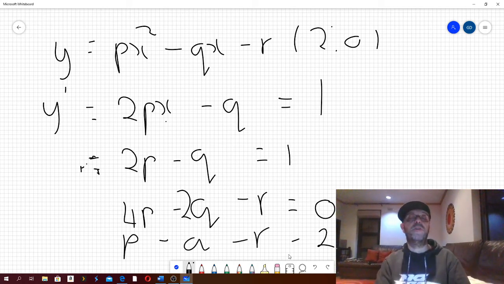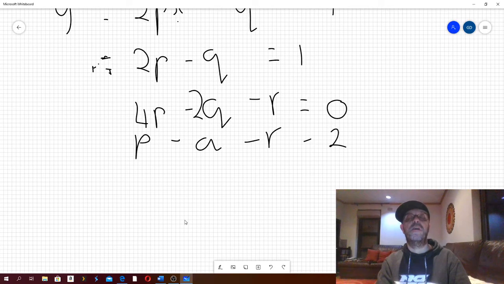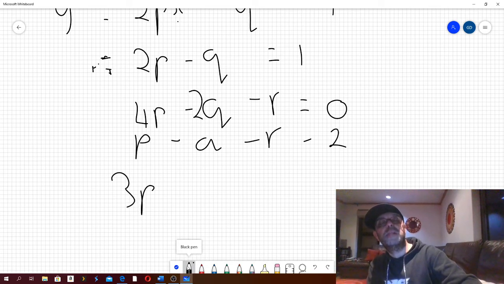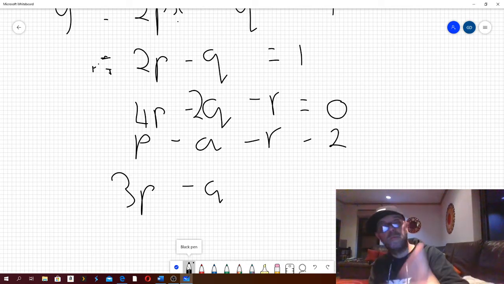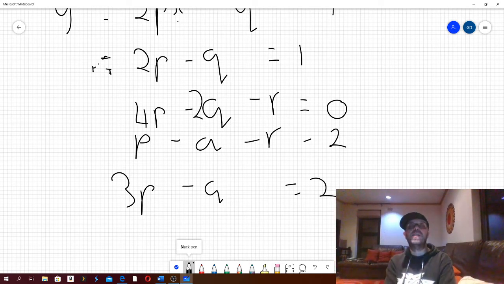Now it's these bottom two equations that I'm firstly going to subtract as simultaneous equations so that I can get rid of the r's. So 4p minus p is simply 3p, minus 2q minus q is minus 2q plus 2q, which is minus q, and the minus r minus the minus r makes 0. 0 minus minus 2 is 2. So I've got an equation that says 3p minus q is 2.